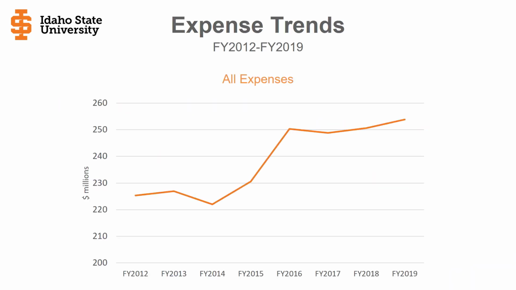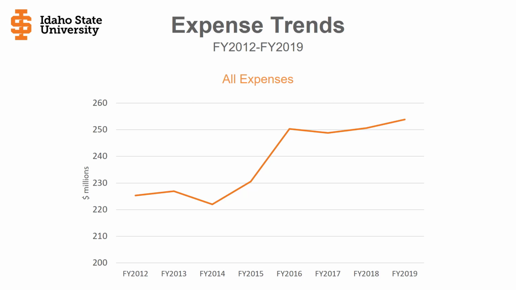Looking at Idaho State University's expenditures, we can see that ISU had total expenditures of $225.3 million in fiscal year 2012, which subsequently increased to $253.9 million in fiscal year 2019. This is an increase of $28.6 million, or 13% over the past 7 years. As discussed in the revenue segment of our series, the overall enrollment has declined significantly during this same time period.